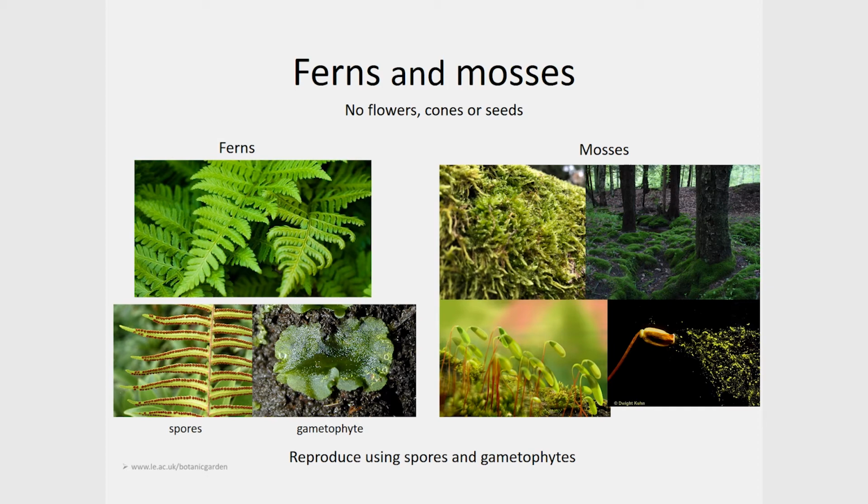Mosses also produce spores, but these are contained in small bags on the end of upright stems. The picture shows spores being released. These also grow into gametophyte stage. All the green leafy moss shoots you see around on rocks and in woods are gametophytes. If successfully fertilized, new stalks with bags of spores are produced.